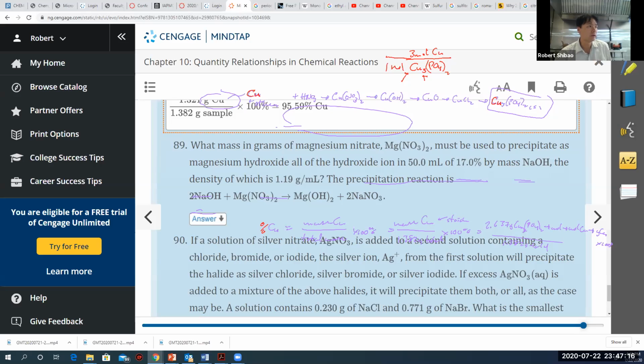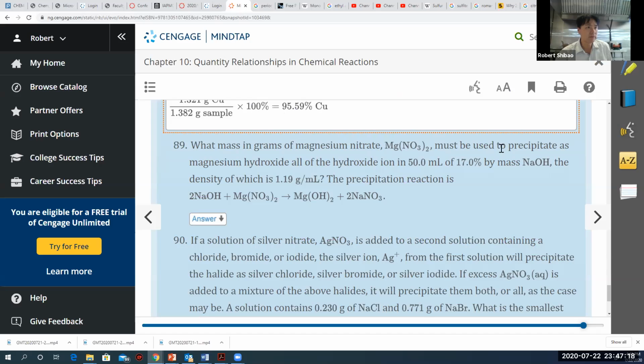The next one. What mass in grams of magnesium nitrate must be used to precipitate as magnesium hydroxide all the hydroxide ion in 50.0 milliliters of 17.0% by mass sodium hydroxide, the density of which is 1.19 grams per milliliter. And so this is more steps to get to the core. Eventually we want moles of sodium hydroxide. So how to get moles of sodium hydroxide? Well, we've got to figure out how to get there.